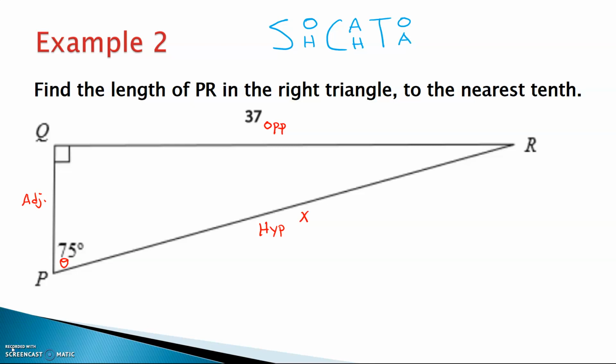All right, guys, so I paused the video, and then I did a little bit of work here. So again, where was I standing at? Well, first of all, what am I trying to find? Find the length of PR. So from P all the way out here to R, I labeled that as my X here.